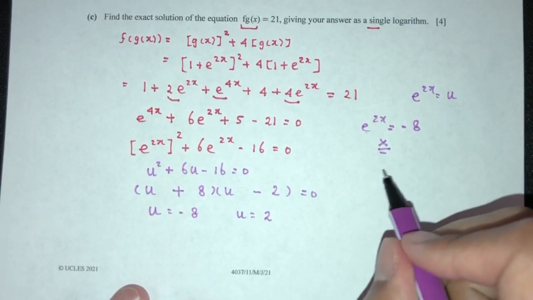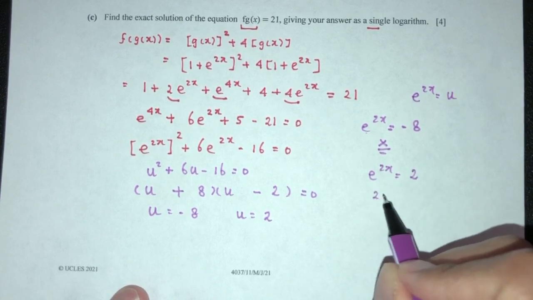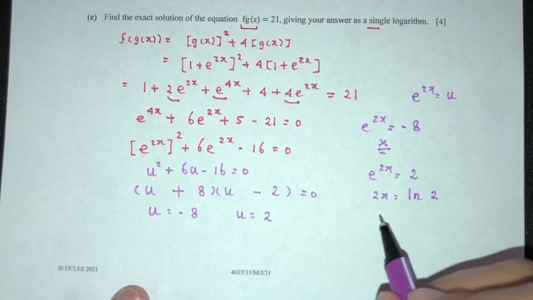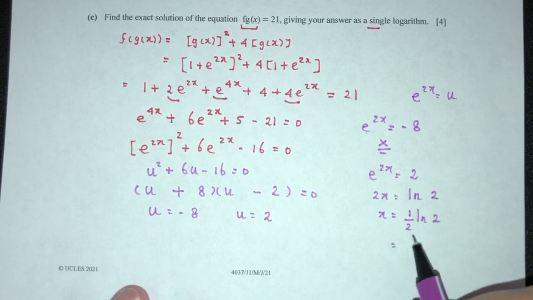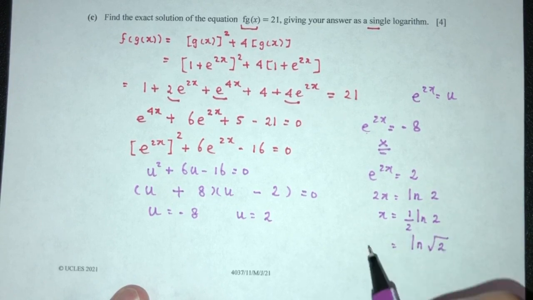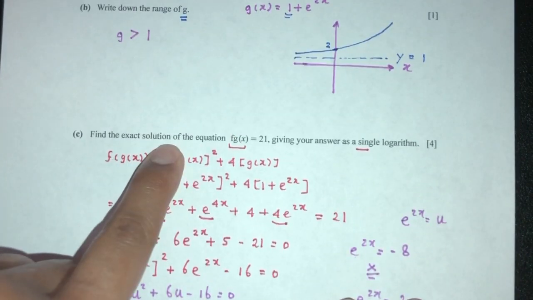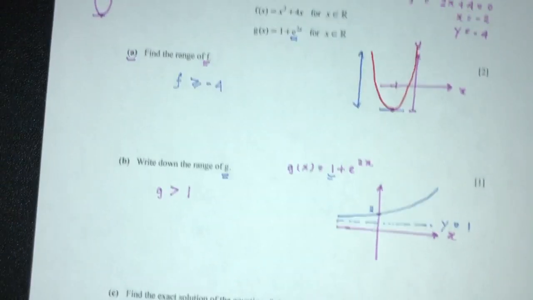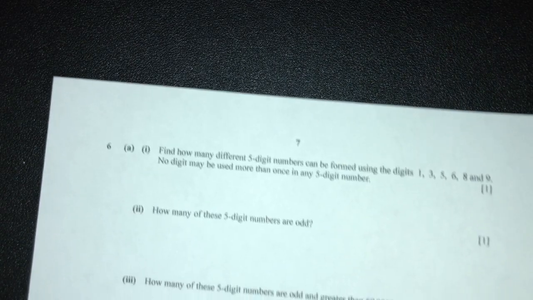Now for this one, that will be exponential 2x has to be the value of 2. So 2x has to be ln of 2. And then x will have to be half ln of 2. That is also the same as ln of root 2. That is your value of x. That is the exact solution, only one solution, for your value of x as a single log. That will be part 5 or question number 5 for the functions question.